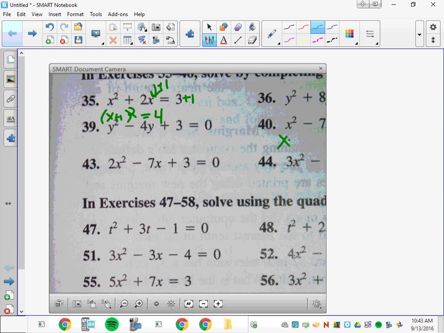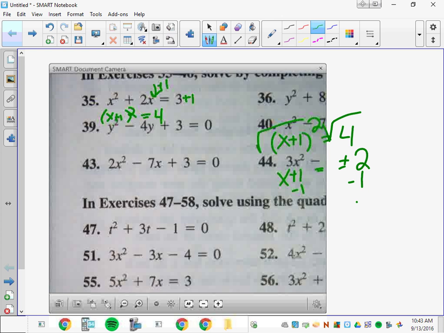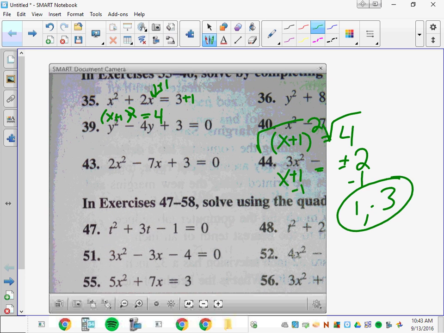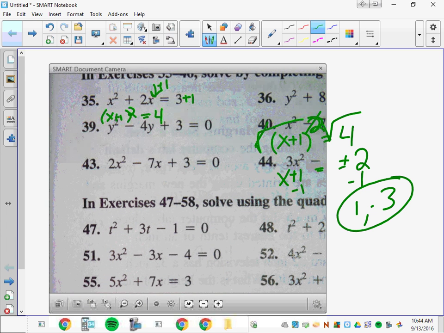35. X plus 1 squared equals 4. Square root, x plus 1 equals plus or minus 2. And then subtract 1. 2 minus 1 is 1. Negative 2 minus 1 is negative 3. Those are the roots. So I have x plus 1 squared. I get rid of the squared by square rooting.